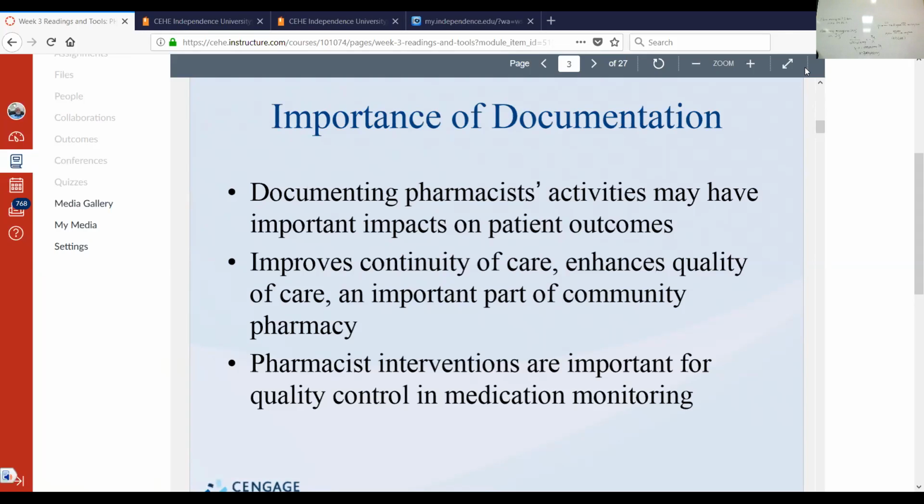So, in reality, that's part of this week's assignment. Part of this week's assignment is looking at the HIPAA violations, computer systems for pharmacy. But documentation is important because we need to see what the care for the patient is.